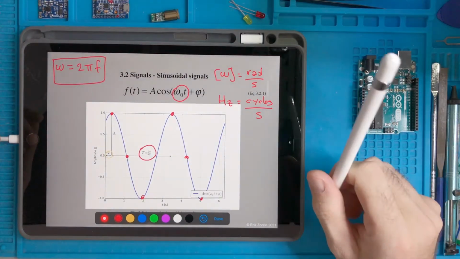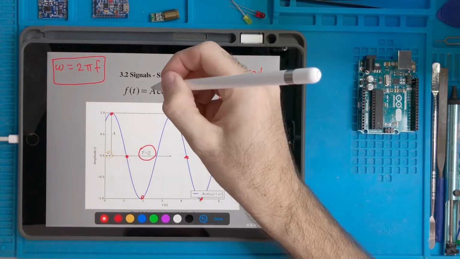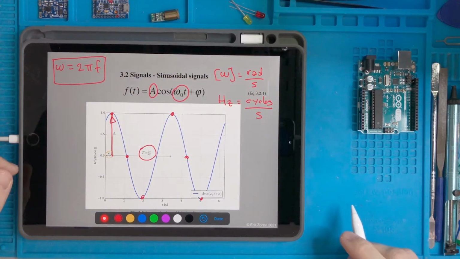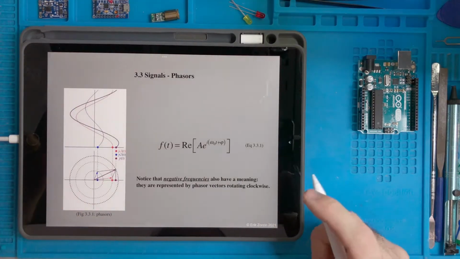Okay, this is useful to know. Quite simple. And I don't remember if I said that A is the amplitude. Okay, let's move on.